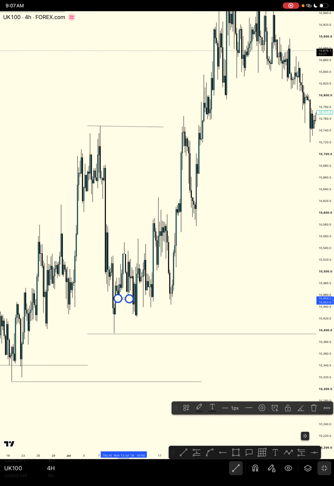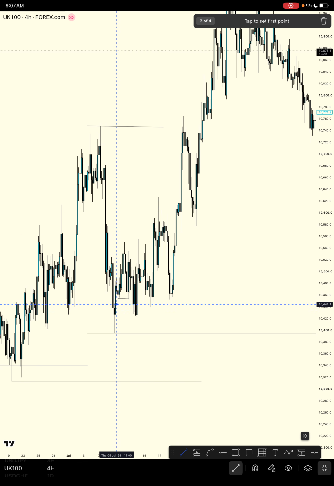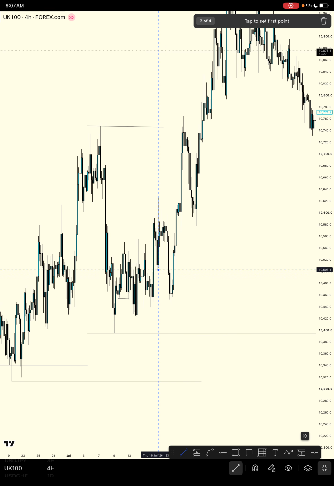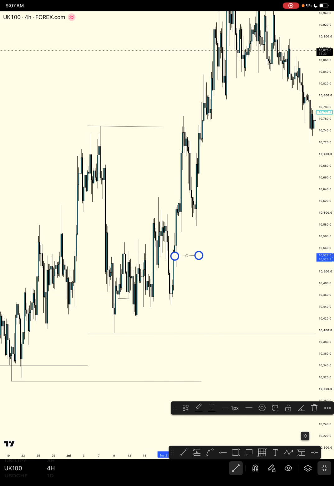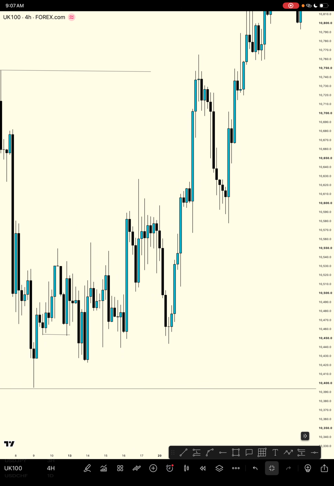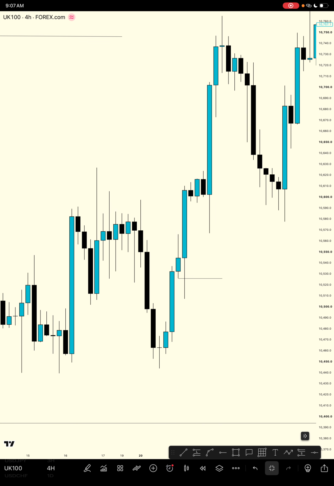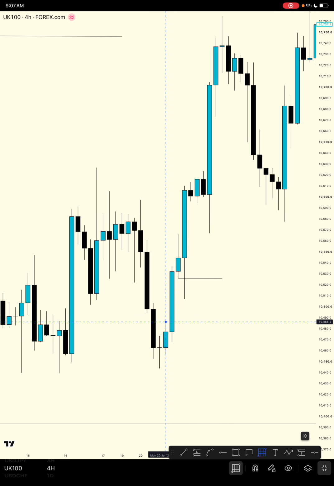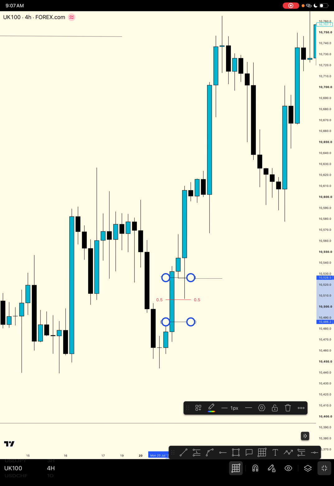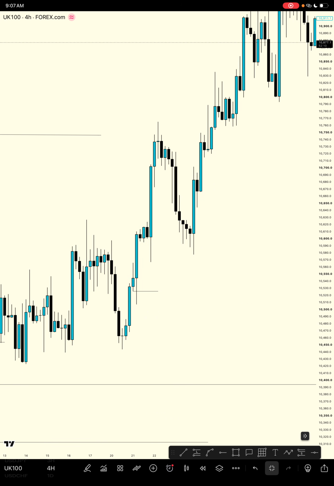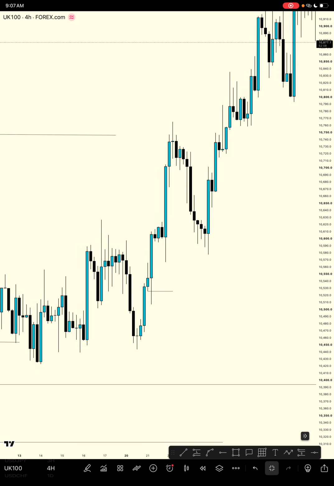We had the sweep of liquidity, and the market bought from this order block here. A sweep of this liquidity, and the market bought from this order block. We had a sweep of this liquidity, and the market bought from this. We had the sweep of liquidity here, and the market bought from this LVJ zone. And here was still an LVJ the market bought from.